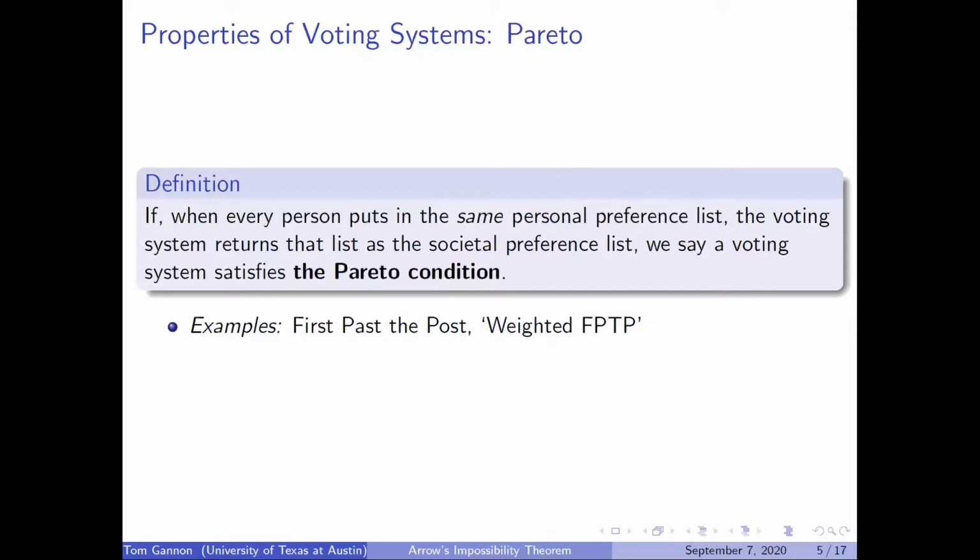Anyway, similarly, the dictatorship also satisfies this Pareto condition. Because if everyone in this Zoom call put in the same ballot, then I put in that ballot too. And dictatorship says we're just going to take my personal preference list and use it as the societal preference list. And so it definitely satisfies the Pareto condition. Finally, an example of a thing that's not Pareto is last past the post. If everyone votes, I don't know, Shannon over Ryan, and then the societal preference list turns out Ryan over Shannon, that does not satisfy the Pareto condition.